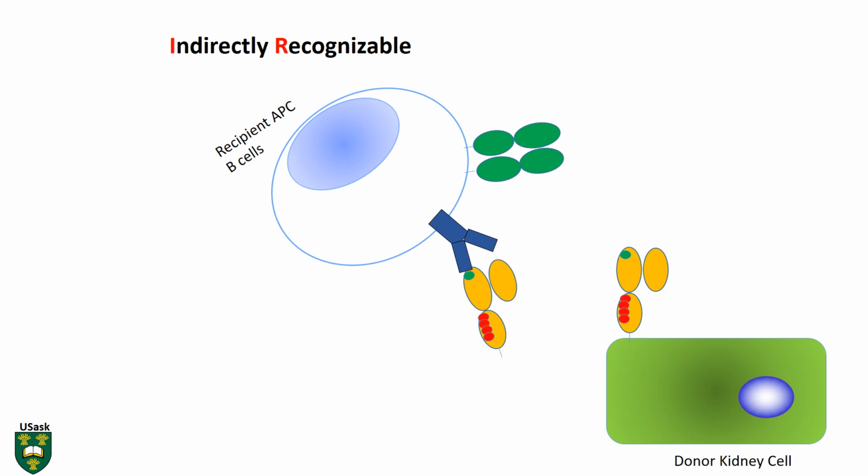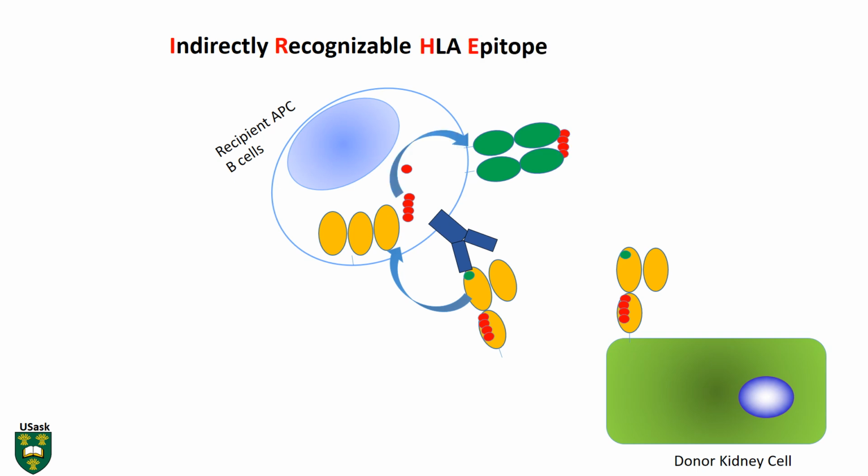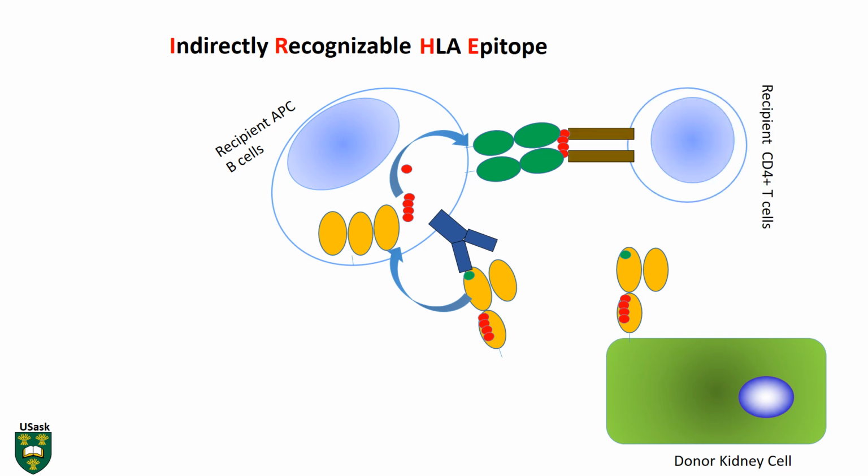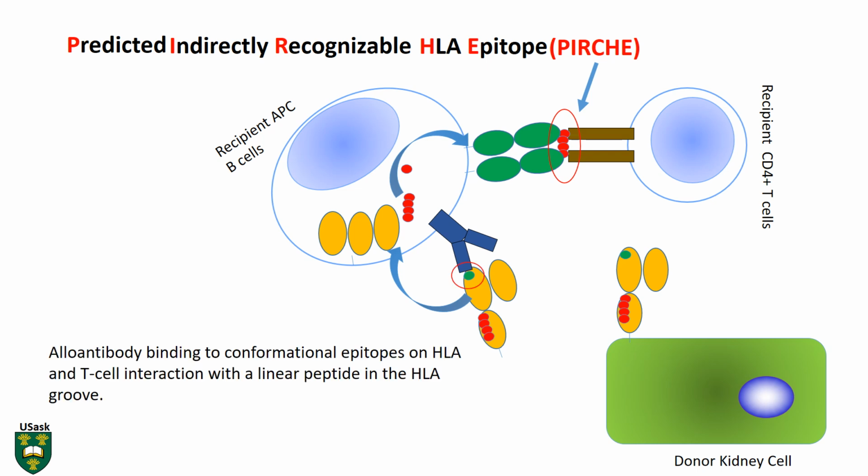It will be taken up by antigen-presenting cells, for example B cells, through the B cell receptor, which recognizes the surface epitope, and this will become internalized. Once it becomes internalized, it will release the core epitope. This core epitope will become the HLA epitope because it is going to bind to the HLA peptide-binding groove, and this will result in activation of the CD4 positive T cells. If you have software that can predict this HLA epitope, then we can call this software PIRCHE.